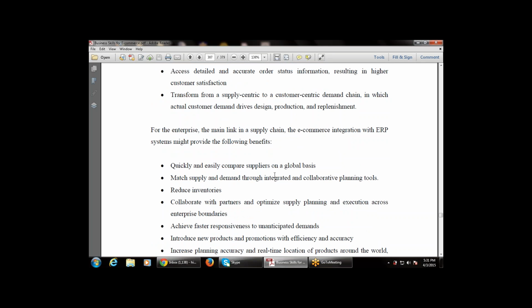Quickly and easily compare suppliers on a global basis. That is, there will be a proper comparison between the various suppliers on a global basis, in a competitive environment. Match the supply chain, that is, matching or comparing the supply and the demand. Faster response to the demands. Introduce new processes efficiently and with accuracy. Whenever there is a new product launch, the promotion will be carried out with efficiency and accuracy. Increased planning accuracy and real-time location of products around the globe.